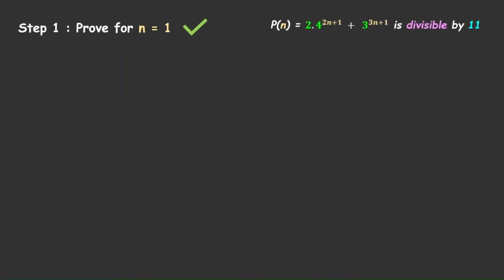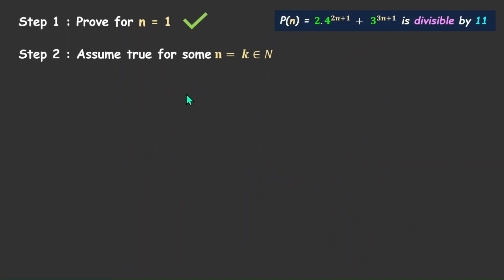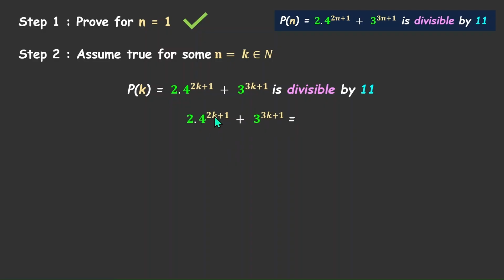We'll assume true for some n is equal to k. So what we are essentially saying is that p of k, which is equal to 2 into 4 raised to power 2k plus 1 plus 3 raised to power 3k plus 1, is divisible by 11. And again, the trick that we saw earlier when we are dealing with divisibility is to convert it into multiples. So it's easier and more mathematical to write. So we can write it as the same statement, 2 into 4 raised to power 2k plus 1 plus 3 raised to power 3k plus 1 is some multiple of 11. Let's call that quotient p, so it would be 11p.